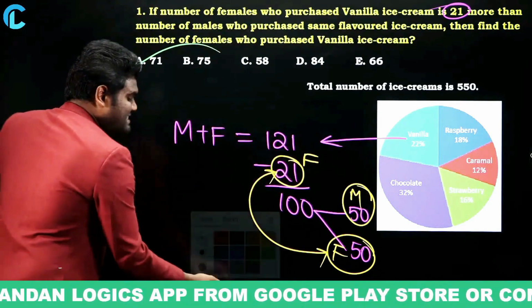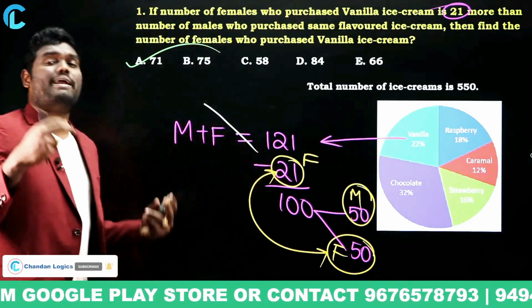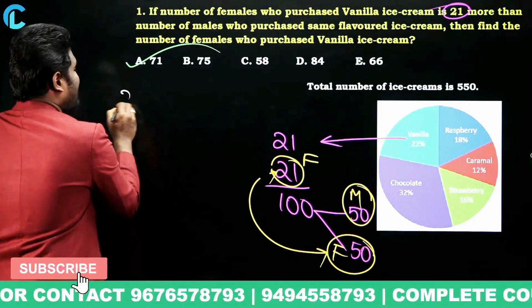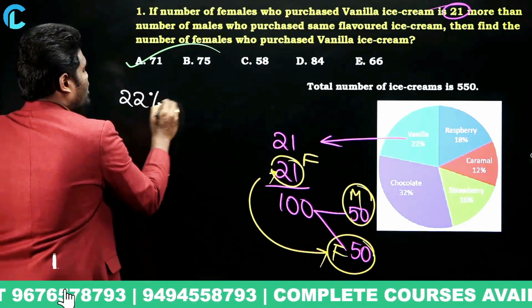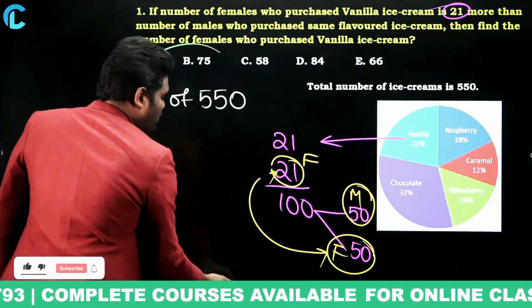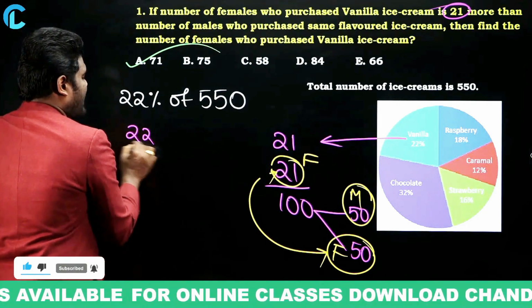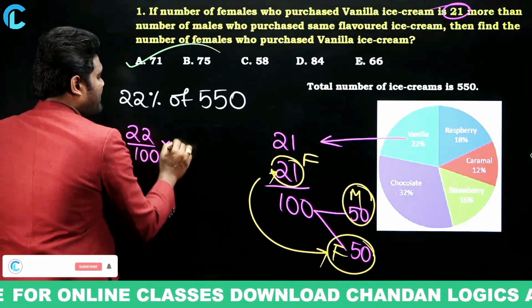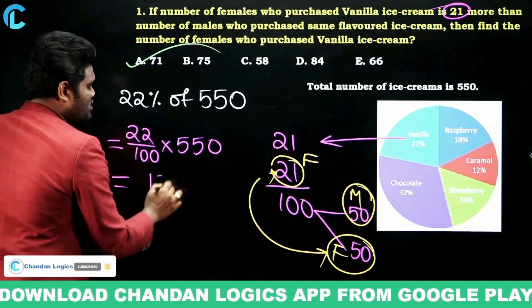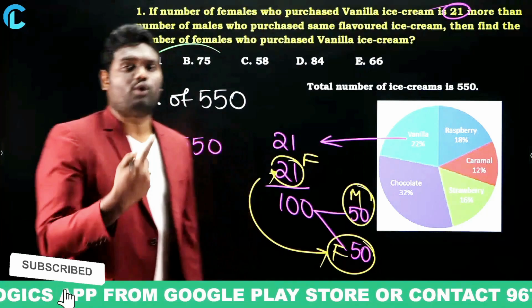And truly speaking, in examination, so many students waste time without doing this simple calculation. How do they waste time? First they will calculate 22 percent of 550. To calculate 22 percent of 550, they do 22 by 100 into 550. When we simplify this, we get 121. Now this 121 is nothing but males and females combined together. Yes or no?